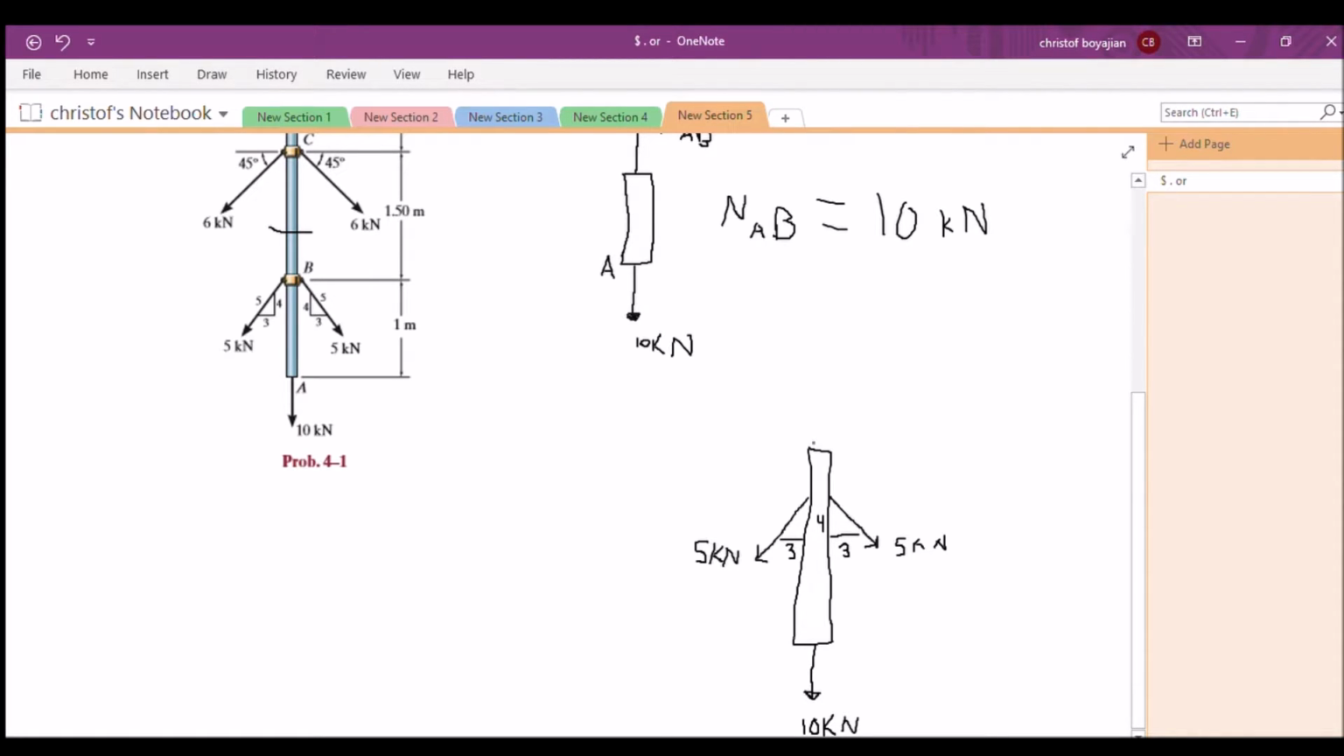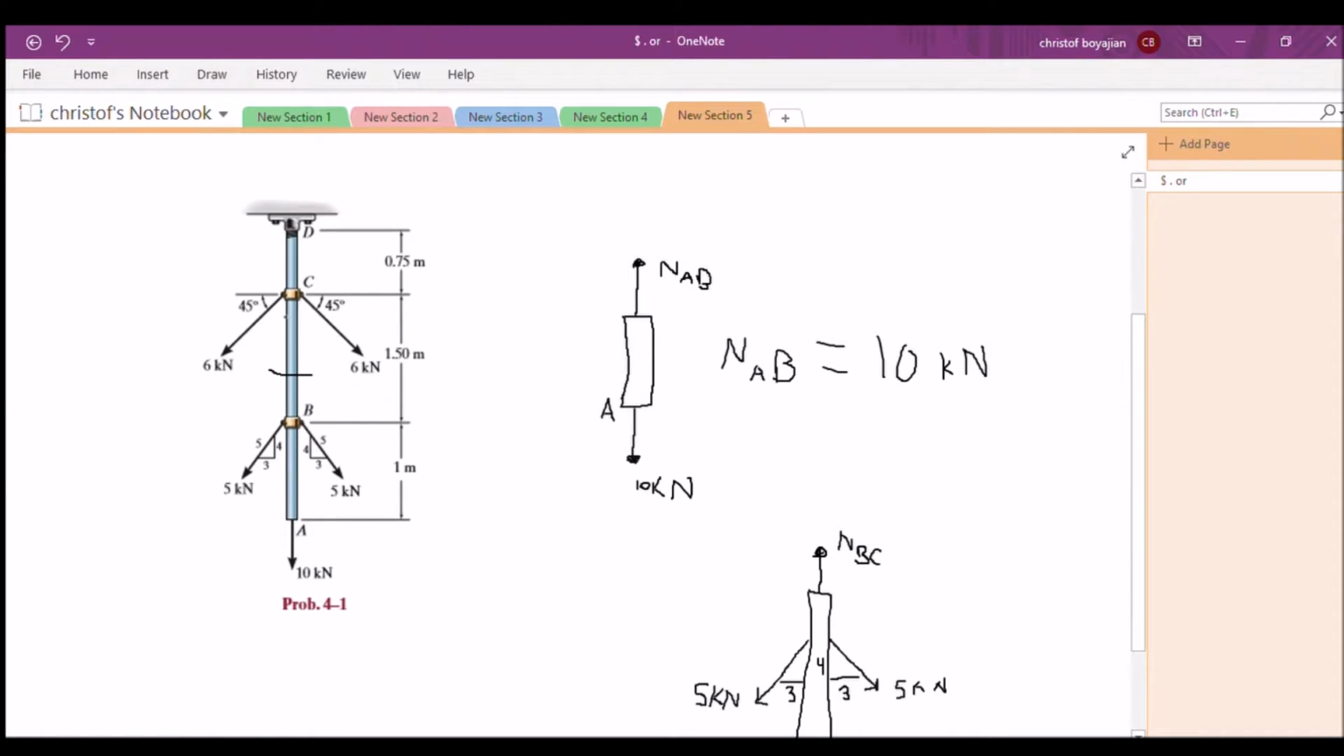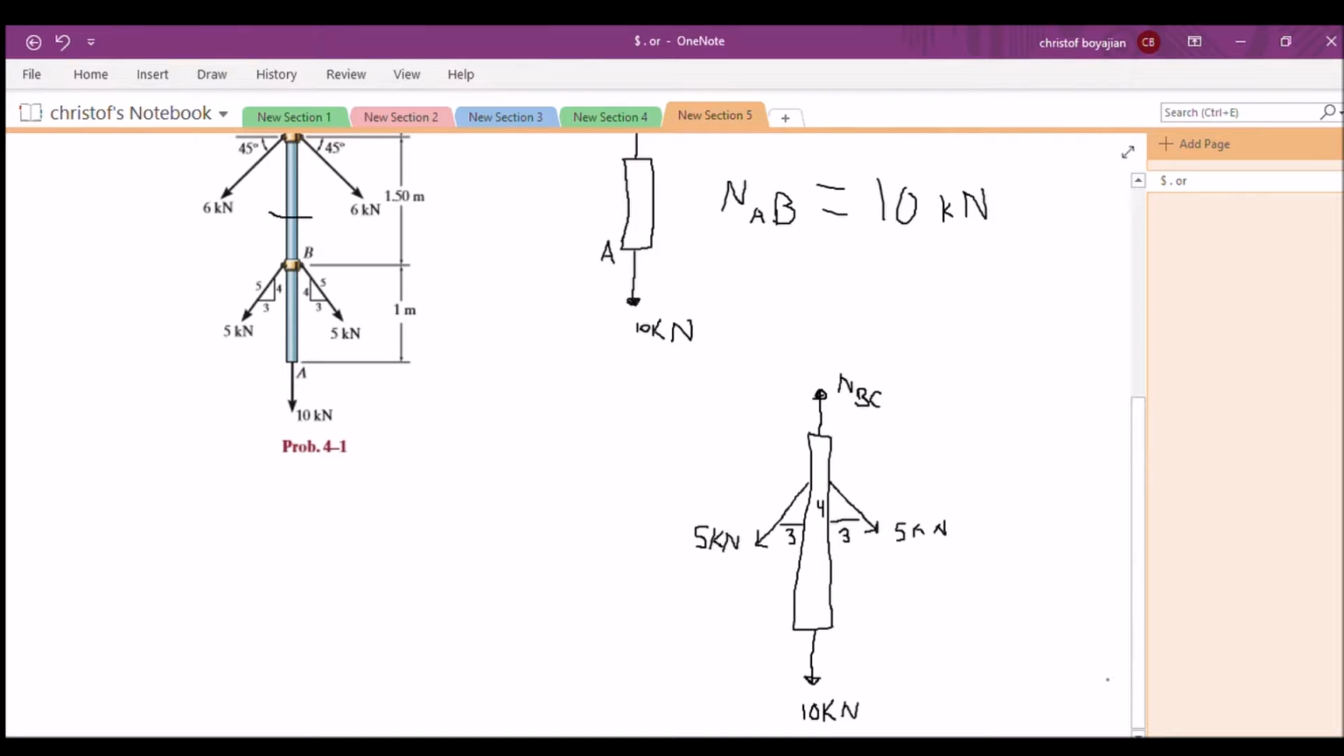All right, and as I said earlier, we're only interested in the axial loading internally. So we're going to just go ahead and draw our N right here. I'm going to call this NBC because this is going to be true for anywhere you cut in between B and C. So let's go ahead and do our equilibrium equation to solve for NBC. So NBC, let's see what that is. We do the sum of our forces in the y direction, and the sum of the forces is equal to 0. We go ahead and do this.